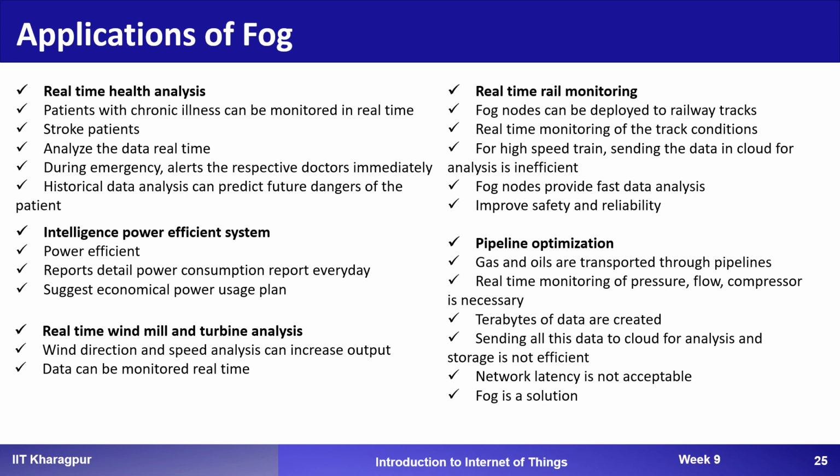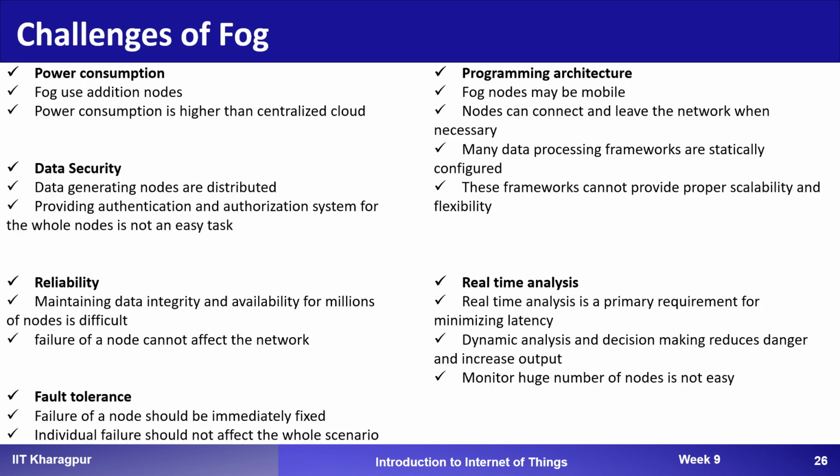Then for an intelligent power efficient system, you can use fog computing. Then for windmill turbine analysis, you can use fog computing. Real-time rail monitoring, you can use fog computing. Pipeline optimization, you can use fog computing. For vehicular networks, you can use fog computing. Then for an industrial scenario where you want to analyze the health of the machines, you can use fog computing. So basically, whenever you need less latency, you can use fog computing in that case.